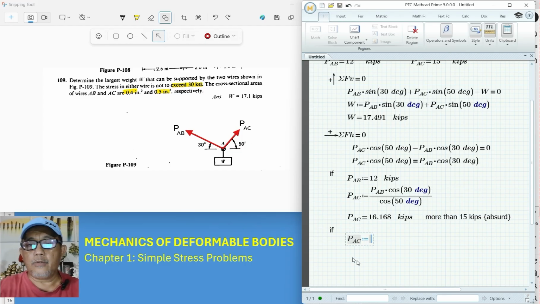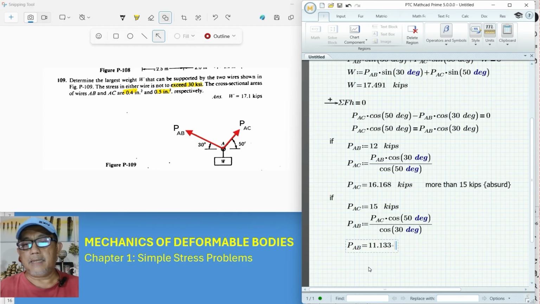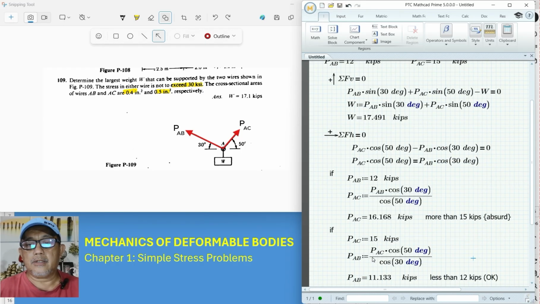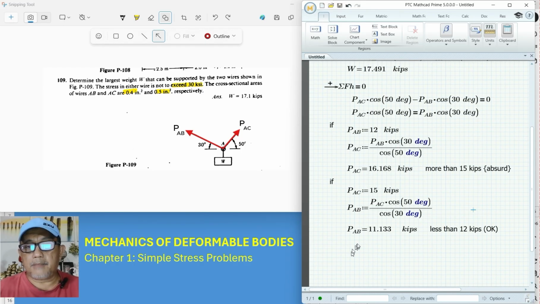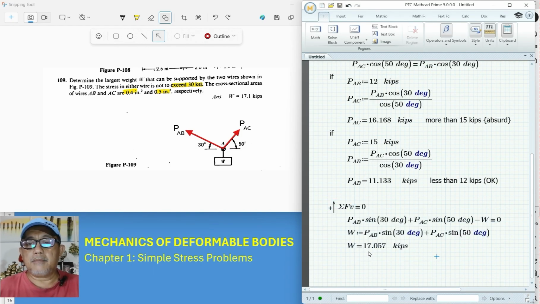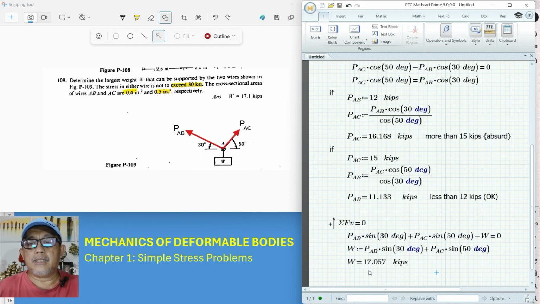Let's see. If PAC will reach its maximum of 15 kips, how much is PAB? From here, PAB is this one divided by this. And PAB is 11.1 kips. That's less than 12. So this is okay because our PAB will have a maximum of 12, and this one is only 11.1. So that means the actual internal forces are PAB equals 11.13 kips and PAC will reach its maximum of 15 kips. So now we can use this equation. Let's put it here. The values will update and we get our answer for W: 17.06 or 17.1 kips. So it's not 17.5 but 17.1, which is the answer.